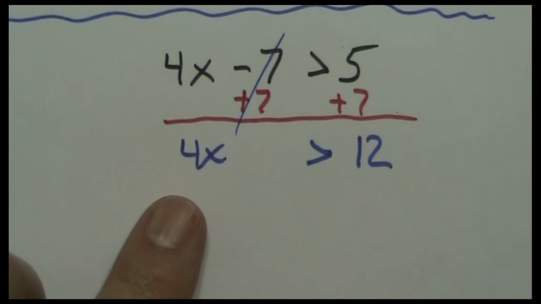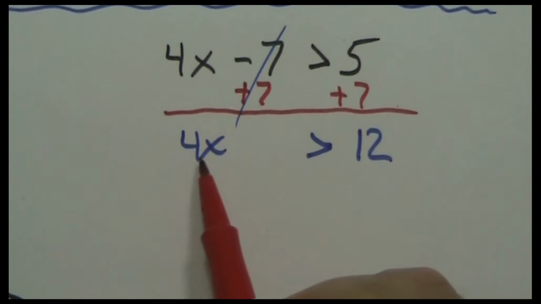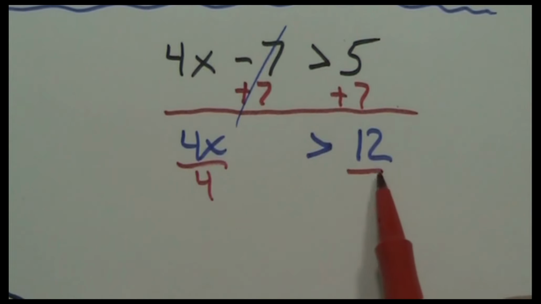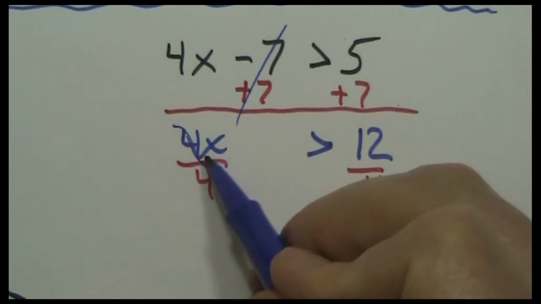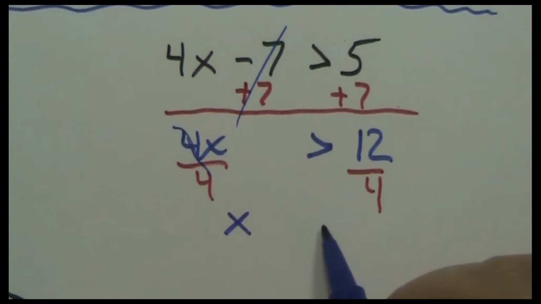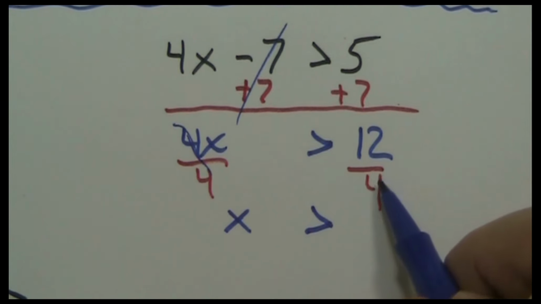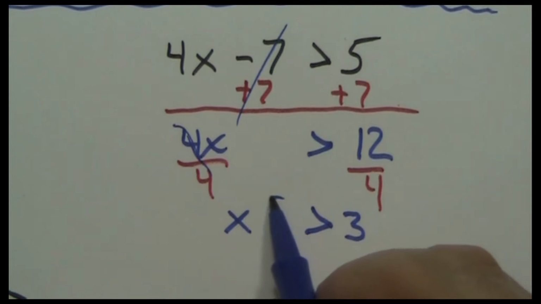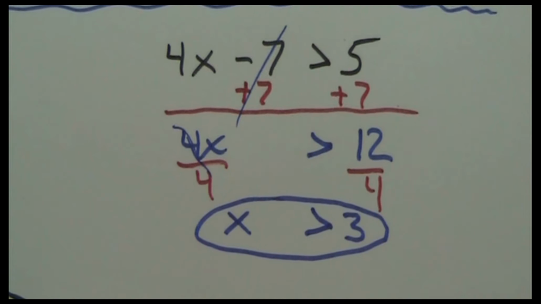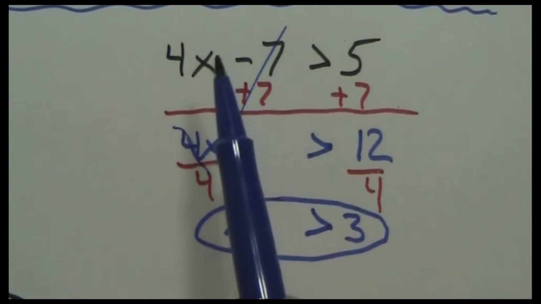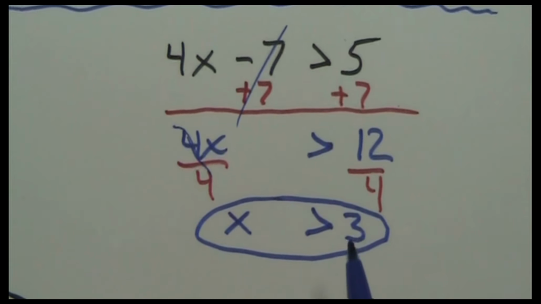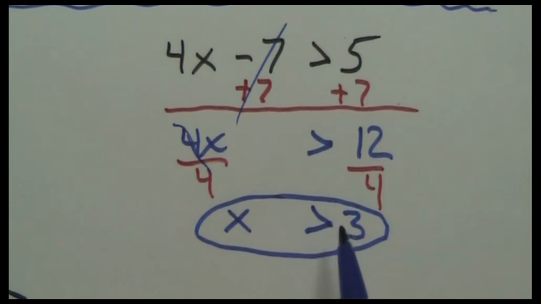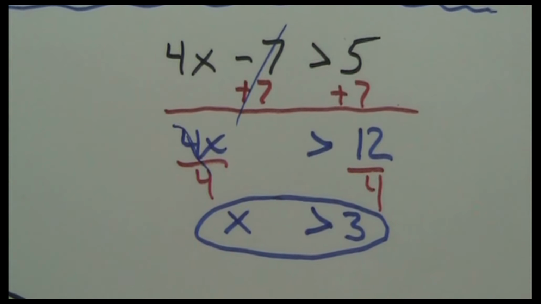Now you can see your answer right now, but in case you could not, you would just divide by 4. Right? That's a 1. 1 times x is x. Bring down the symbol. 12 divided by 4 is 3. So all the numbers that will work for here, all the solutions, are numbers more than 3. Okay, let's graph that quickly.